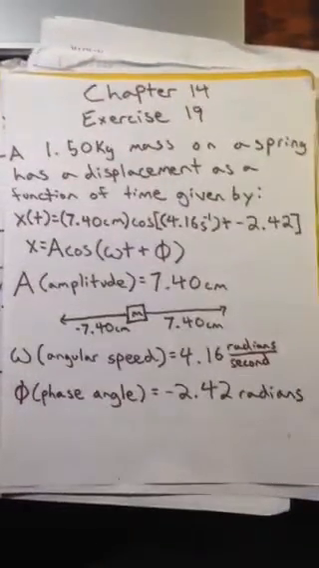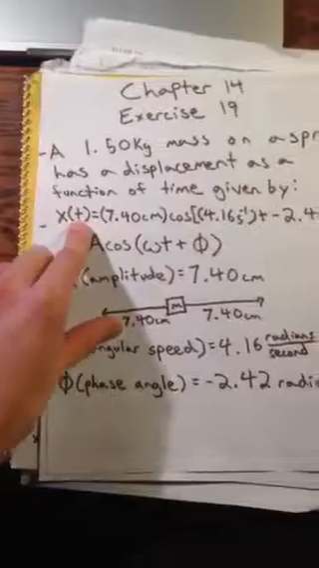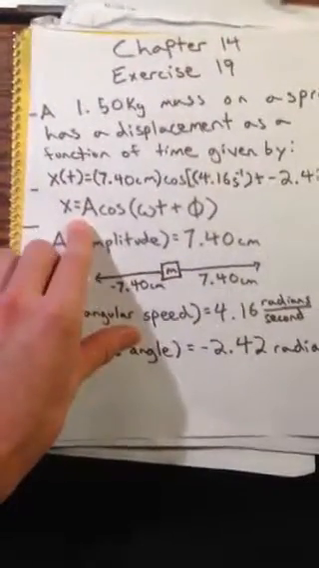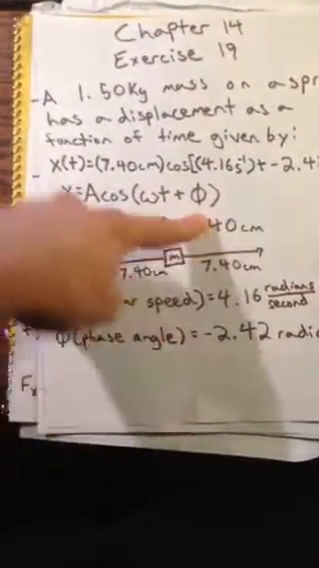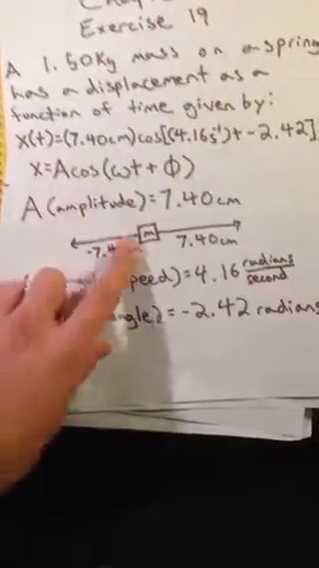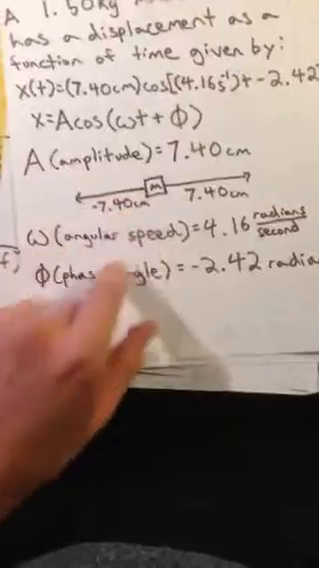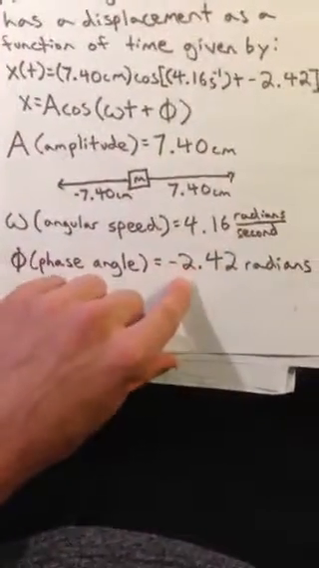We have that a 1.5 kilogram mass on a spring has a displacement as a function of time given by this equation right here. The general form of a mass in simple harmonic motion is given by this equation. That tells us the amplitude, the angular speed, and the phase angle. So when we find those variables based on this equation, the amplitude is 7.4 centimeters in either direction, the angular speed is 4.16 radians per second, and the phase angle is negative 2.42 radians.